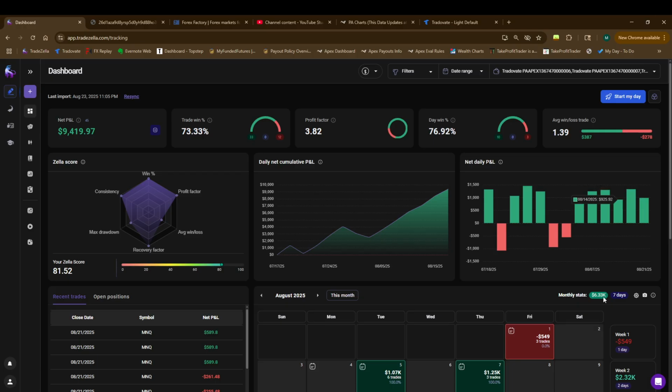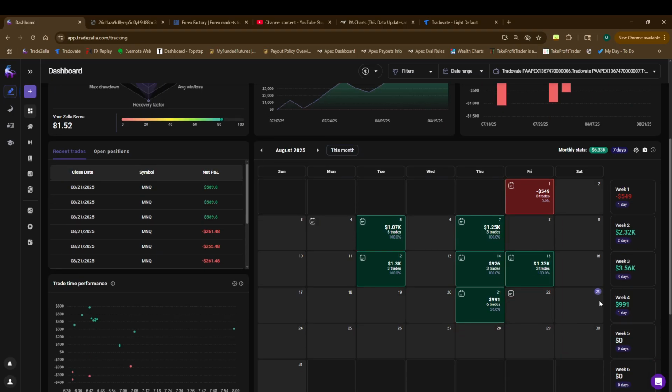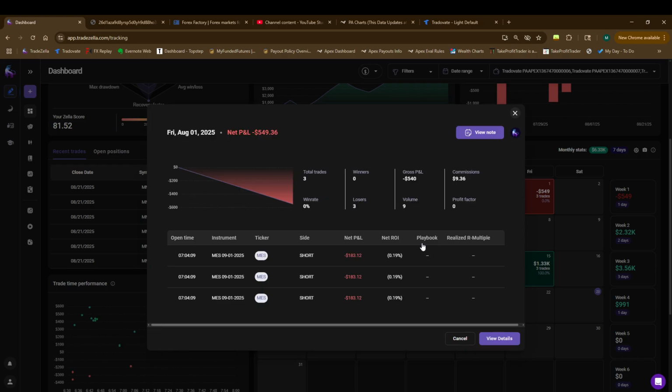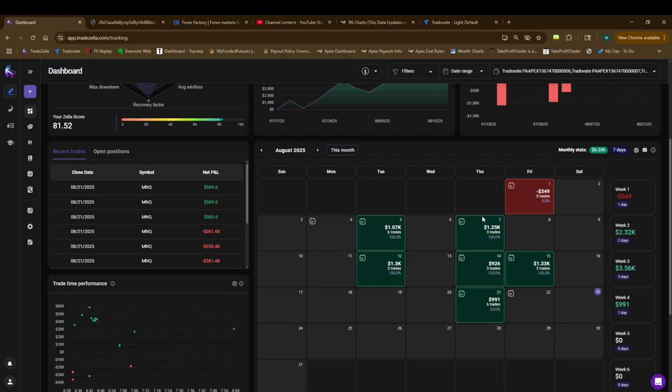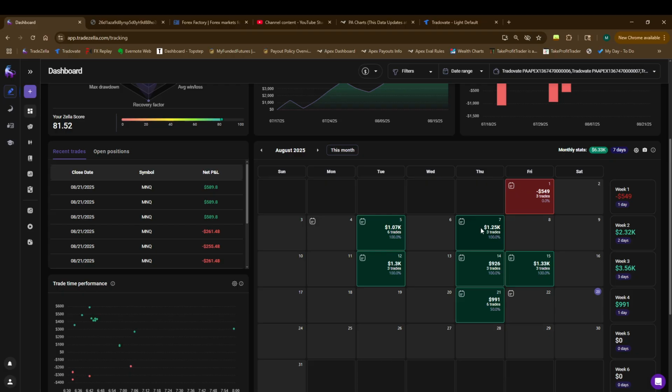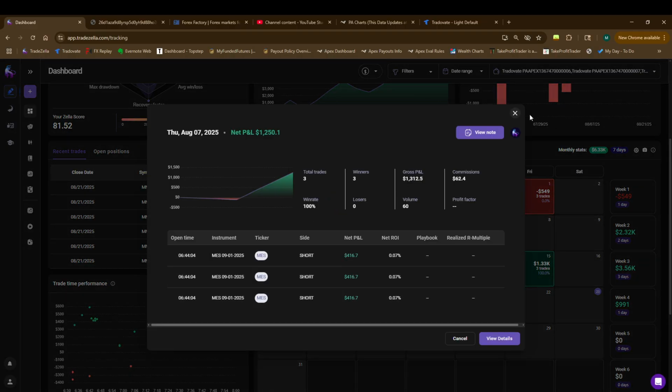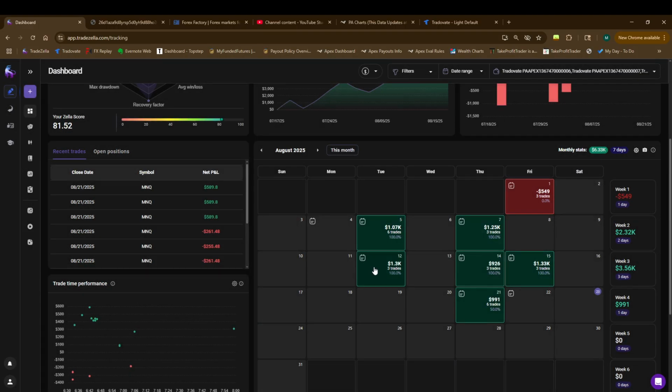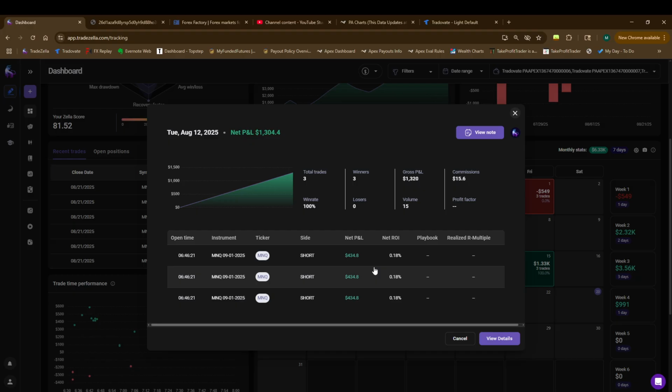Let's see here, I've been literally selling short all of August. I don't think I've had a single long trade in the month of August. As y'all can see, we're just going to run through this real fast. Shorts. August 5th, all shorts. August 7th, all shorts. August 12th, all shorts.